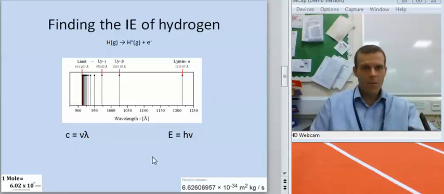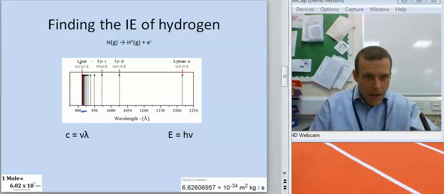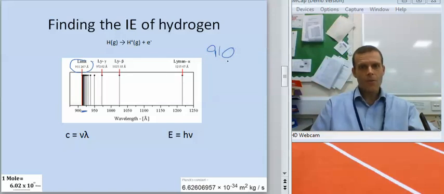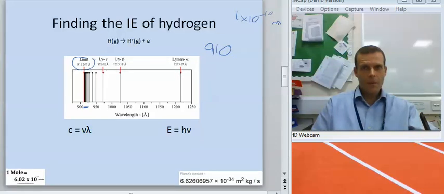Here we are. So here's our emission spectrum, and there's our convergence limit. You can see the lines getting closer and closer together. There they've converged, and it's actually written on there what the value is. I can't quite see it. Let's say that it's something like 910. And that's 910 angstroms. Now an angstrom is 1 times 10 to the minus 10 meters. So that's our wavelength. And we're going to use this relationship here to convert it to a frequency, which we're then going to use to work out an energy.